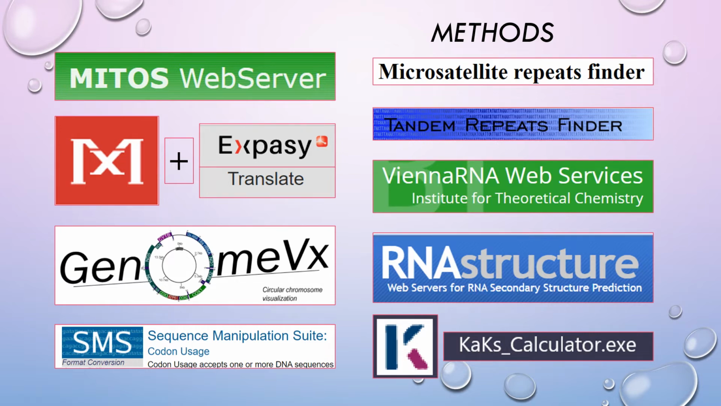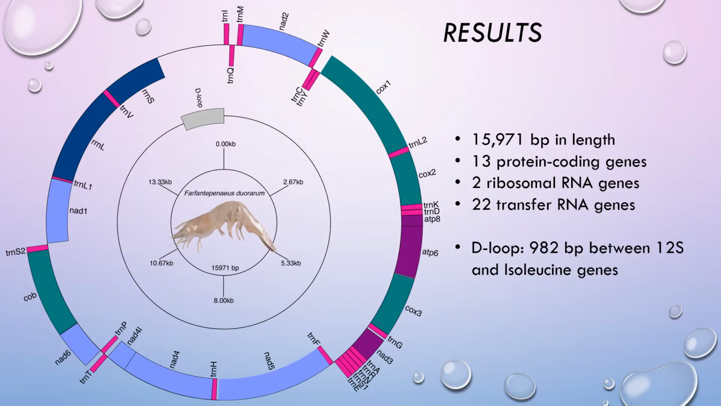Finally, we performed a selective pressure analysis for each protein coding gene using Ka/Ks calculator based on a comparison between F. duorarum and F. californiensis. The mitochondrial genome of Farfantepenaeus duorarum is 15,971 base pairs in length and is comprised of 13 protein-coding genes, 2 ribosomal RNA genes, 22 transfer RNA genes, and a 982 base pair region that is assumed to be the D loop.